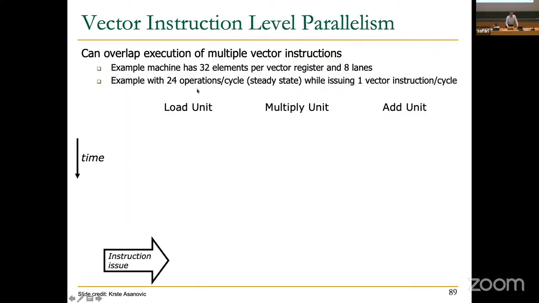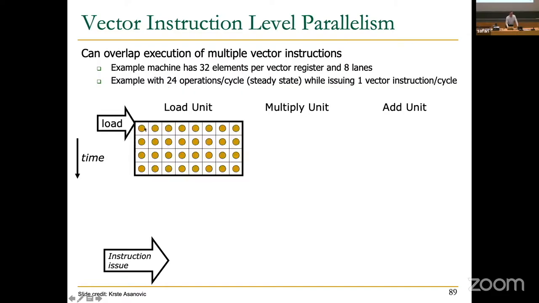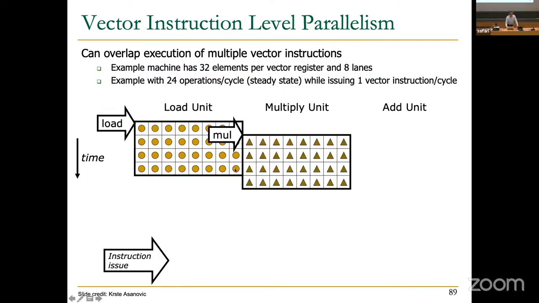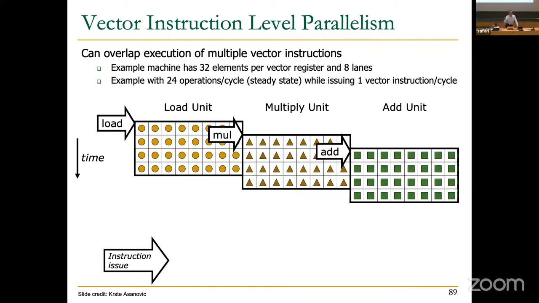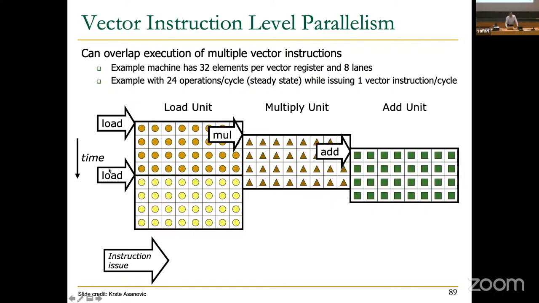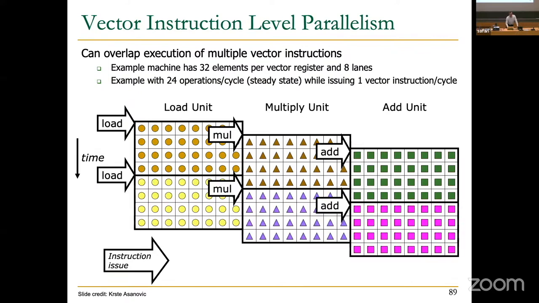So let's take a look at an example over here. You can overlap the execution of multiple vector instructions. We have an example machine over here that has 32 elements per vector register and 8 lanes. And we're going to look at how you do the load units. So 8 lanes. In the first cycle, you send 8 elements. In the next cycle, the next 8 elements. In the next cycle, the next one. And then you can start the multiply concurrently, and then you can start the add in the next cycle, basically. So if you look at this, the instruction level parallelism you get in the steady state is 24 operations per cycle, while you issue 1 vector instruction per cycle. So this is quite good, if you will.